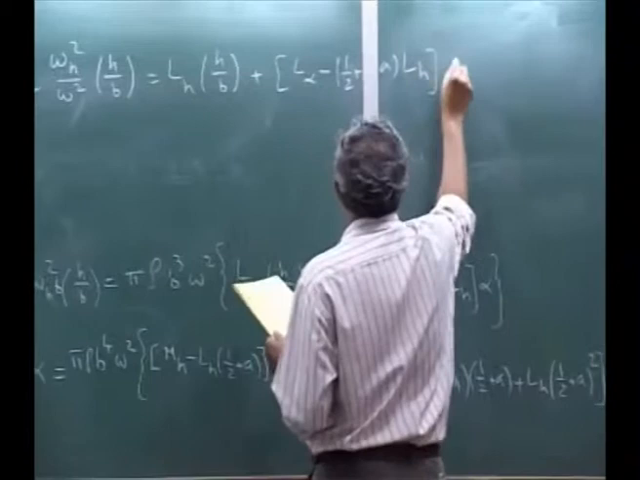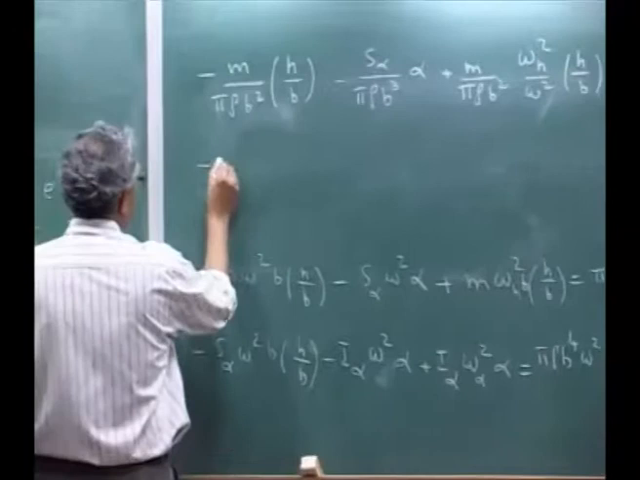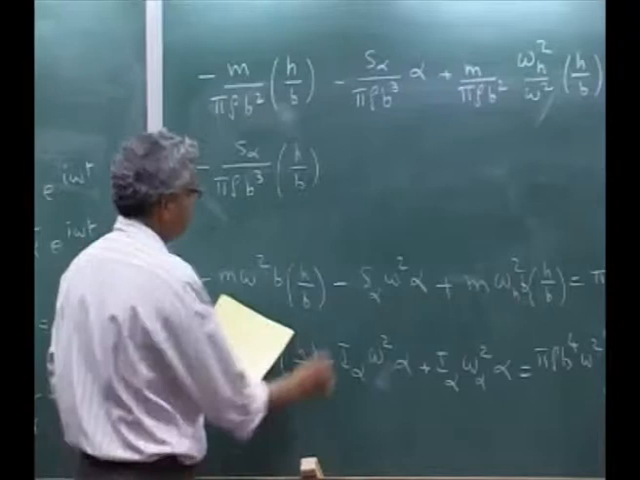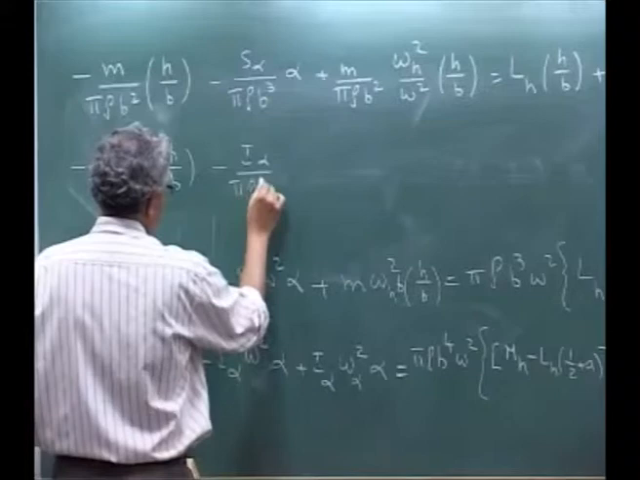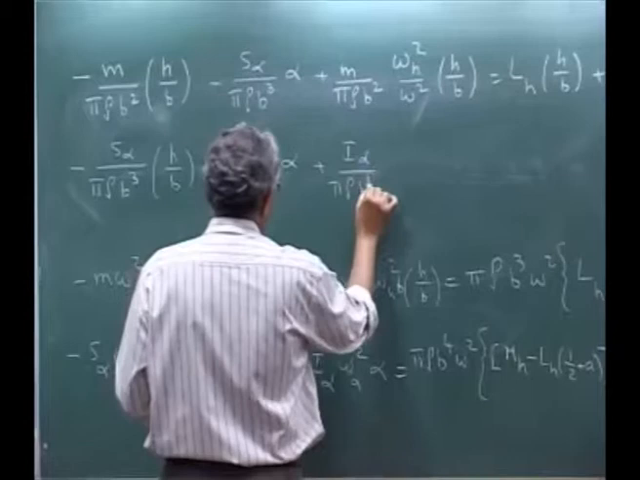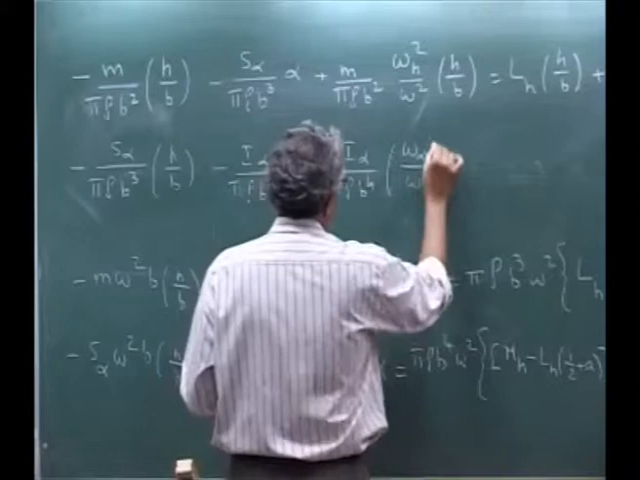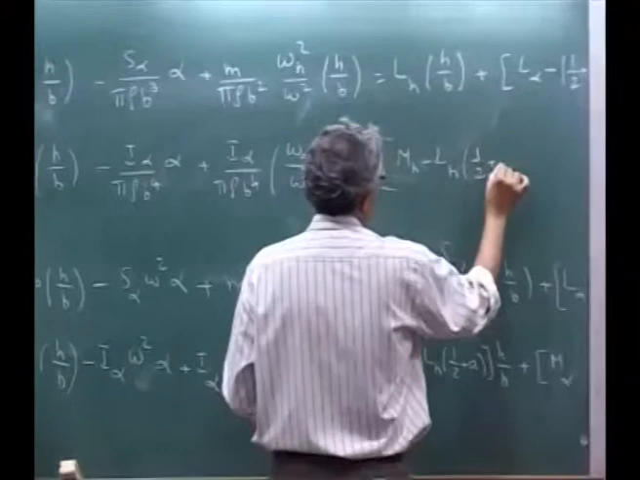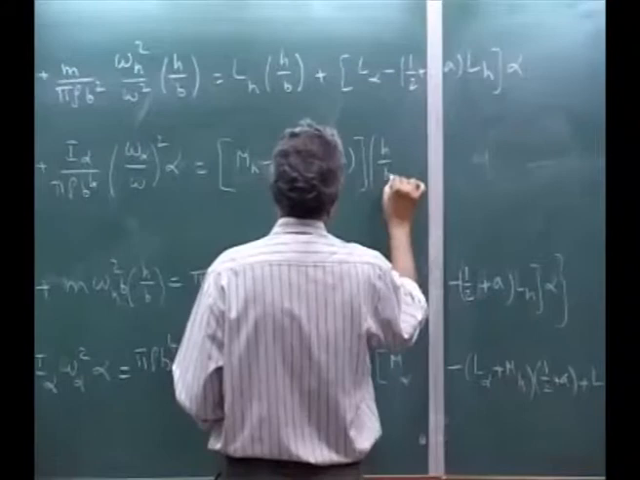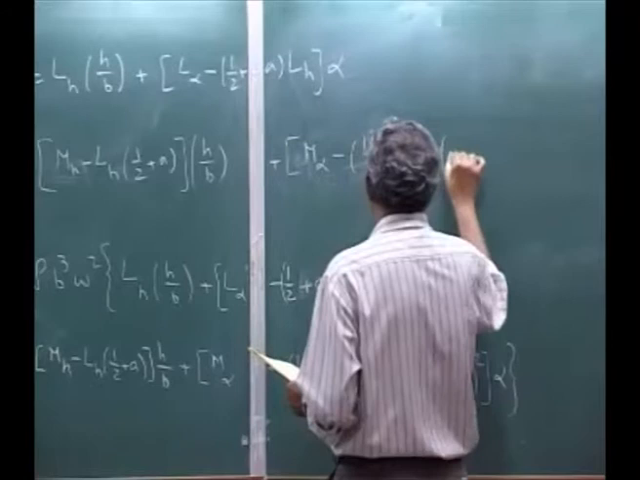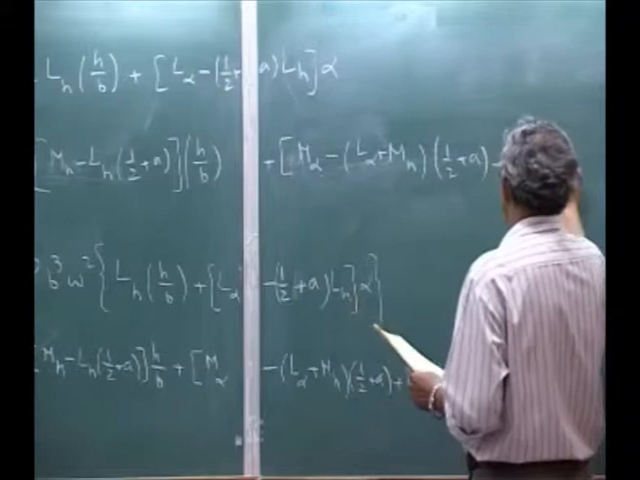Okay. Similarly, the second equation will become minus S alpha over pi rho b cube h over b, minus I alpha over pi rho b4 alpha, plus I alpha over pi rho b4 omega_alpha over omega whole square alpha equals, you have the rest of the terms, M_h minus L_h half plus a h over b, then plus M alpha minus L alpha plus M_h half plus a plus L_h half plus a whole square.